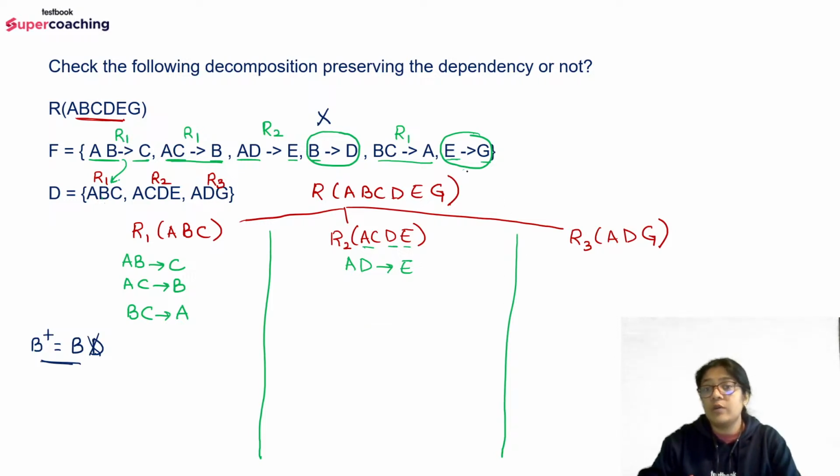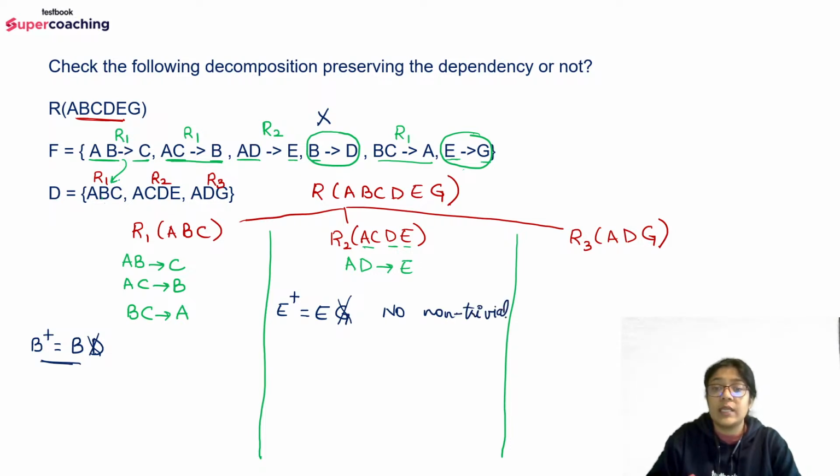But let's check whether E determines G or not. So I'll find out E closure. E is determining itself. E is determining G. In this subrelation, we just have E, so this is not possible. So no non-trivial functional dependency is coming up. No non-trivial functional dependency is coming up that starts from E. Similarly, for this case, no non-trivial functional dependency. This means E determines G is also not preserved.